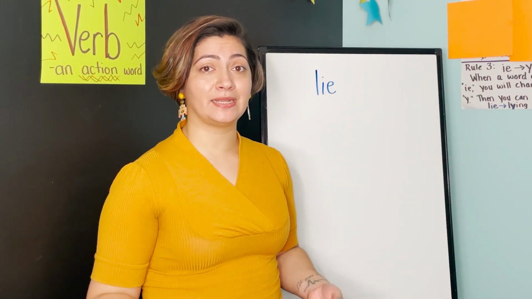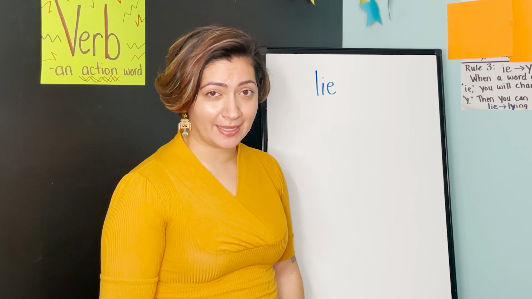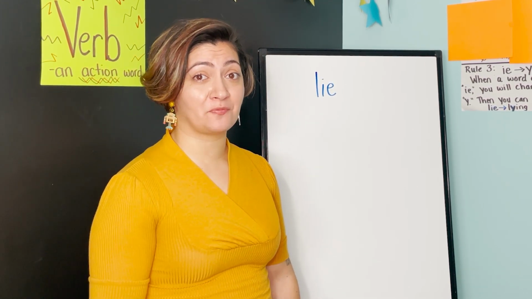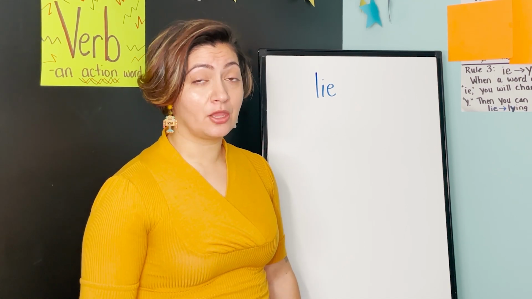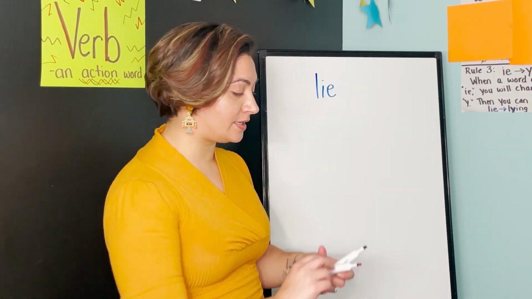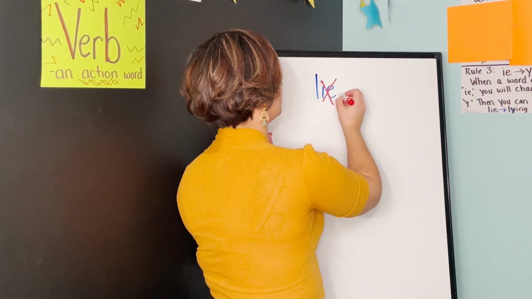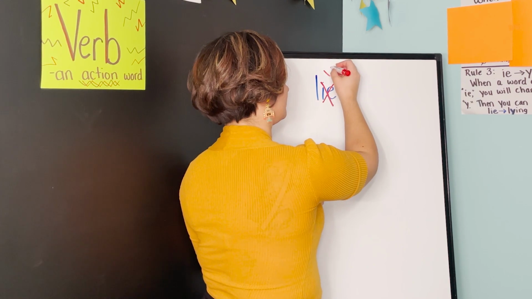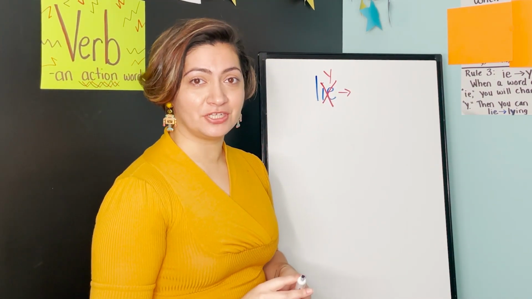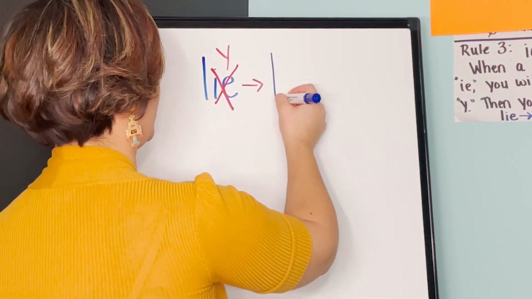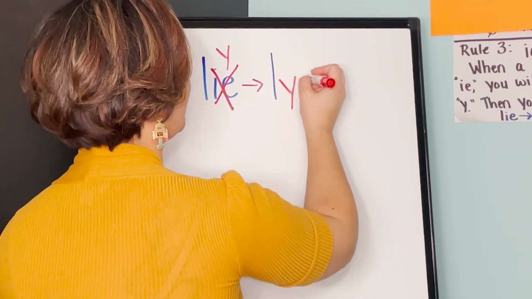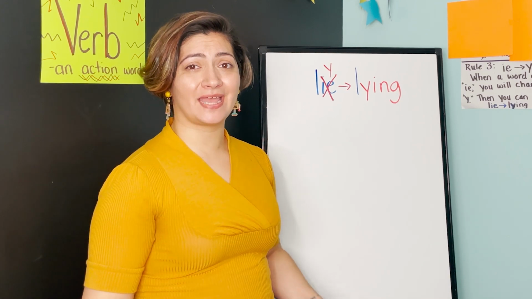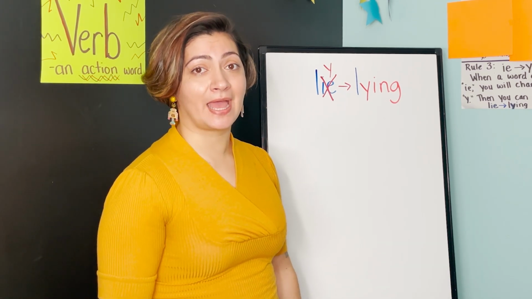Like if you have to lie down on the floor because you are so tired. Lie ends with IE. So if we want to change that word lie to lying, we are going to have to change the IE, take it away, and replace it with a what? With a Y. And then we can add ing. So it will look something like this. L-Y-I-N-G. Lying. I am lying down on the floor because I am tired.